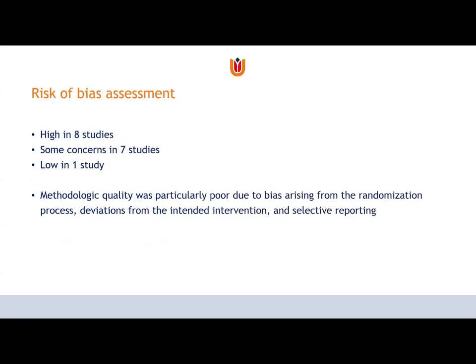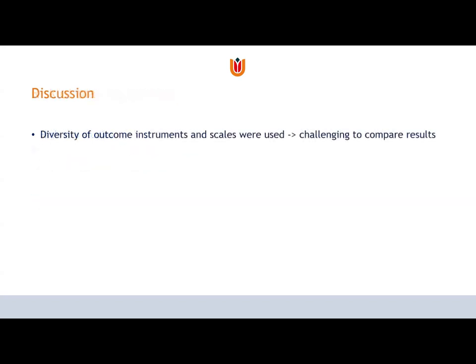The risk of bias assessment was performed and was found to be low in only one study, and in all other studies it was high, either high or having some concerns. And the quality was particularly low due to bias arising from the randomization process, deviations from the intended intervention, and selective reporting. So several discussion points arose from this study.